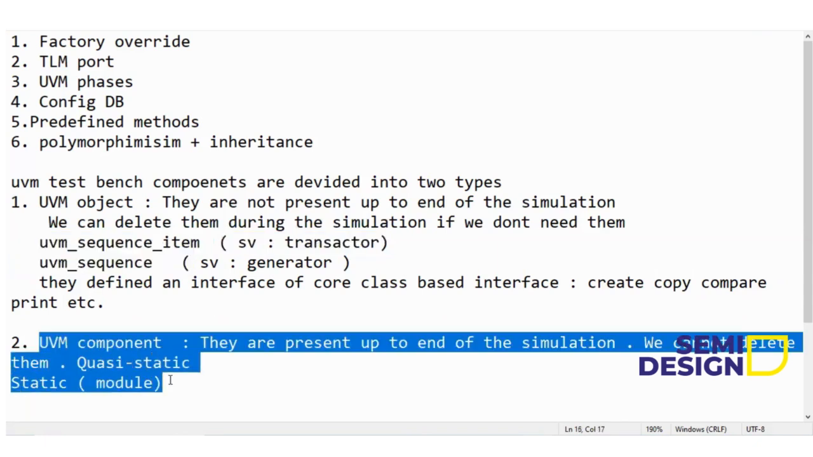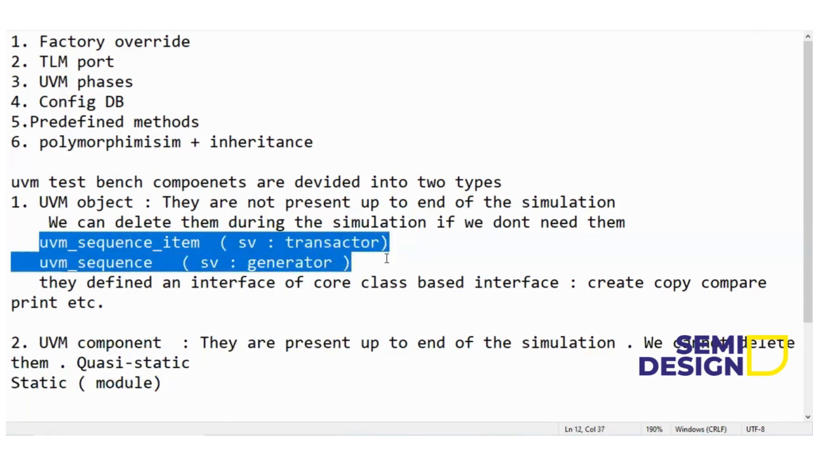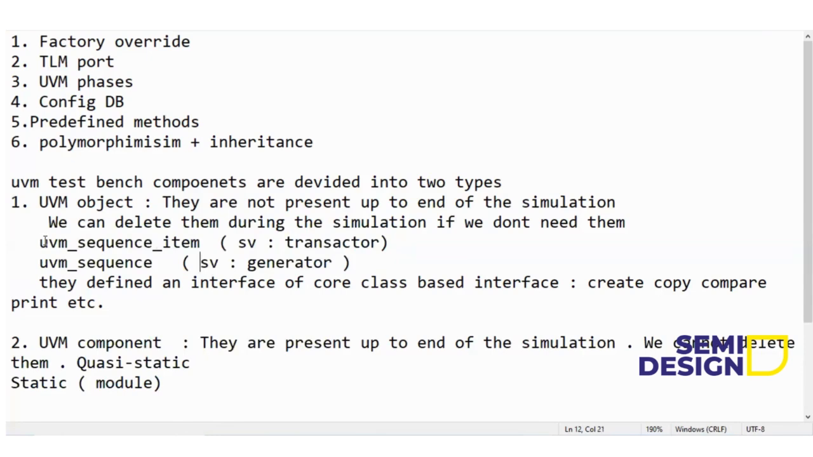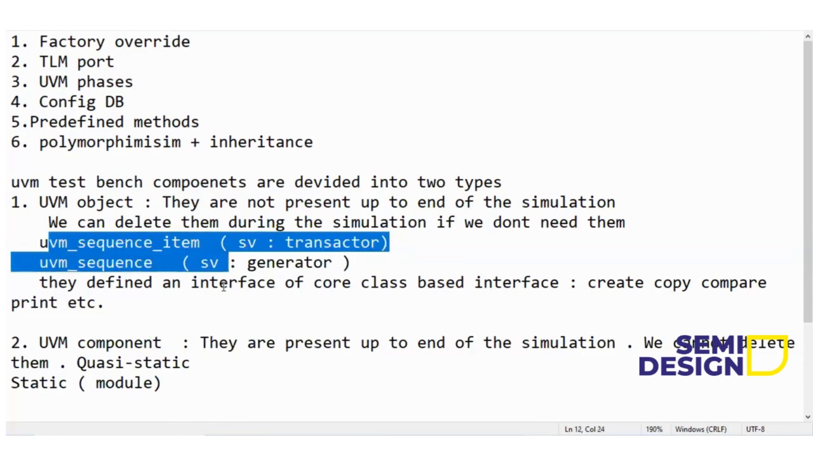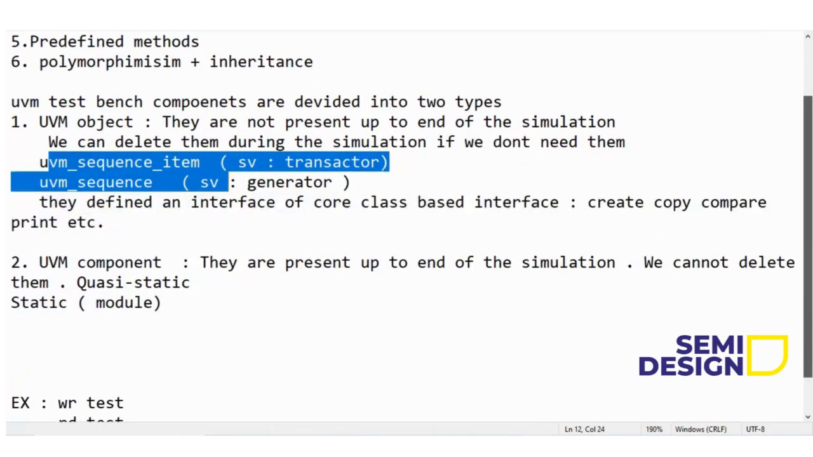So whatever the methods or whatever the things you are going to use, you just have to mention here. There is some certain format or syntax. Using that syntax, you have to mention here, either in UVM sequence item or in UVM sequence. We will see how we do that. Okay, so now this UVM object, UVM component is completed.